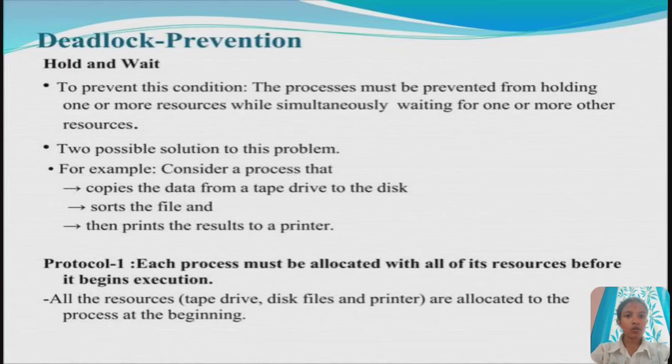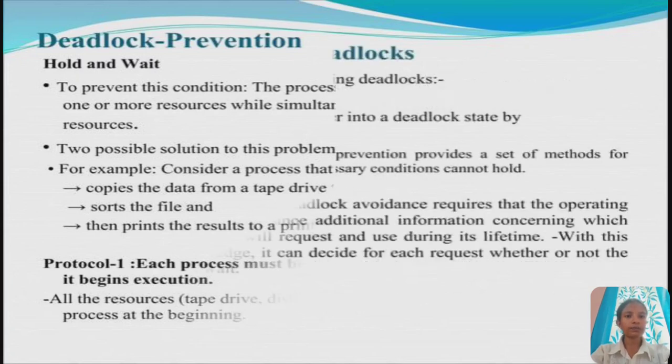Deadlock prevention, hold and wait. To prevent this condition, the process must be prevented from holding one or more resources while simultaneously waiting for one or more other resources. Two possible solutions to this problem. For example, consider a process that copies data from a tape drive to the disk, sorts the file, and then prints the result to a printer.